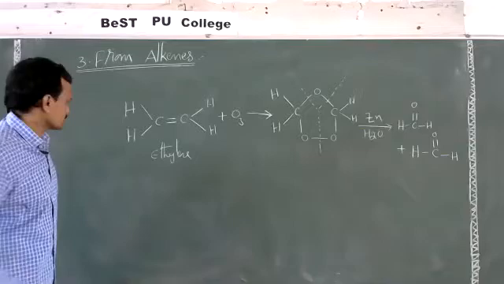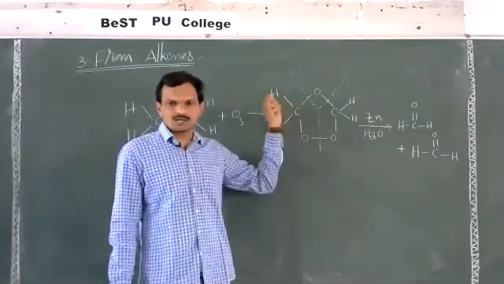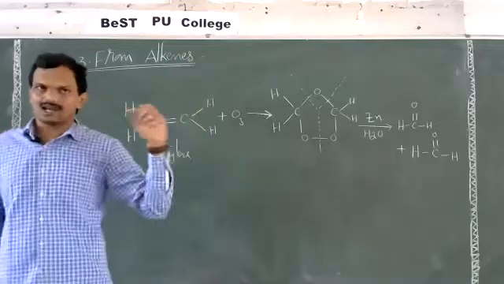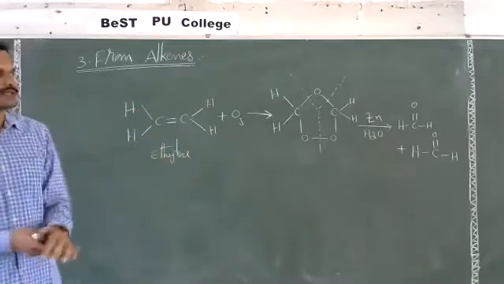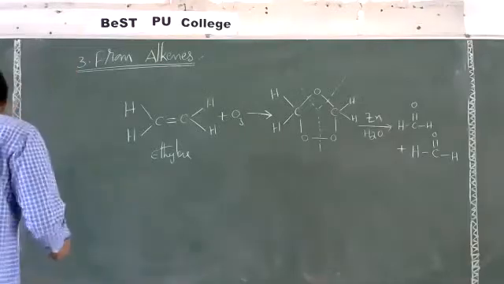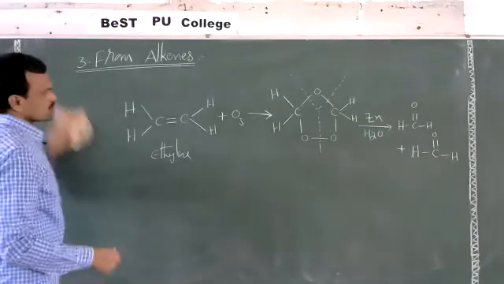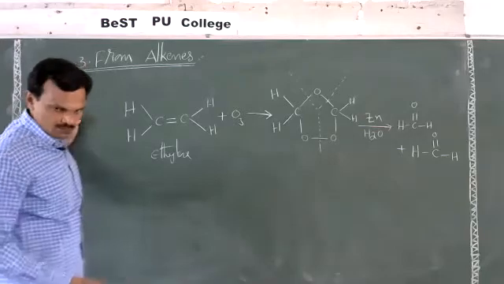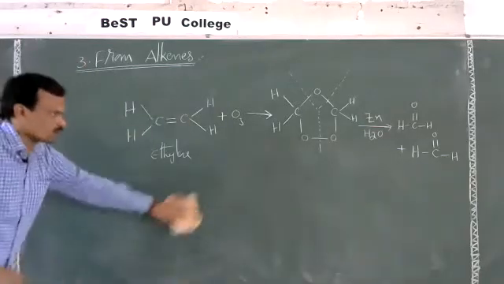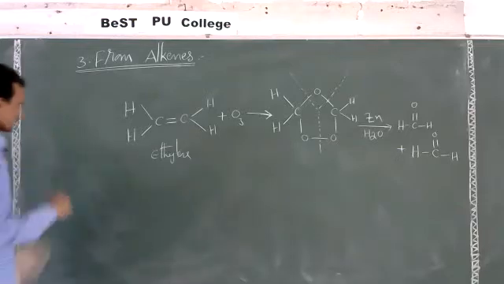Now, in the ozonolysis of an alkene, you may get either aldehydes or ketones or even a mixture of aldehydes and ketones. That depends on the nature of the alkene you have taken. So depending on the nature of the alkene, you may get either aldehyde or ketone or a mixture of aldehyde and ketone. So ethylene on ozonolysis gives 2 moles of formaldehyde. This is the first one.